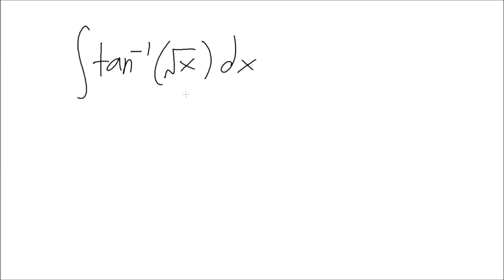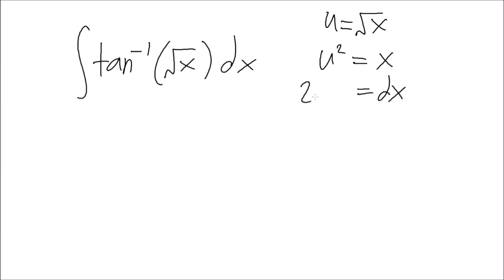Alright, inverse tangent and then a square root of x here. So what do we do? Well, this looks like a composite function, so of course we do U-substitution, but when we do our du, this would be 1 over 2 root x, but we don't have that. So then we do a forced U-substitution. Alright, so let's do a forced U-sub. Solve for x, and then 2u du equals dx, so we derive both sides.